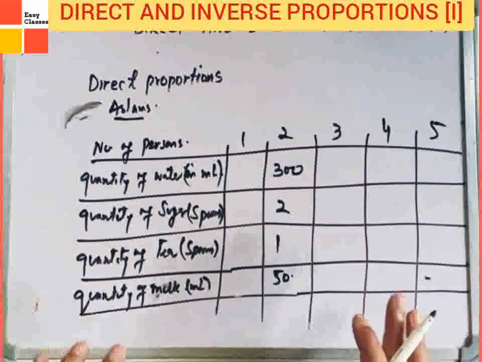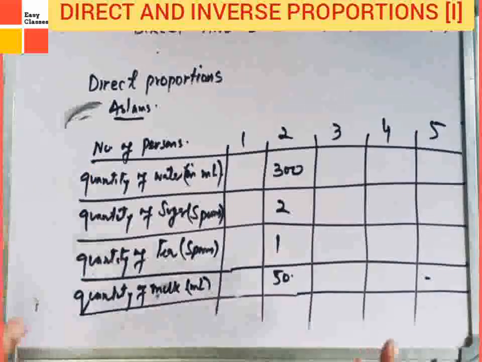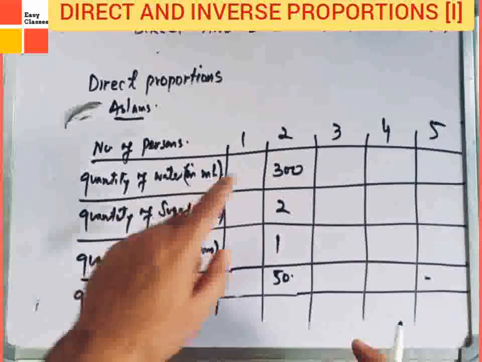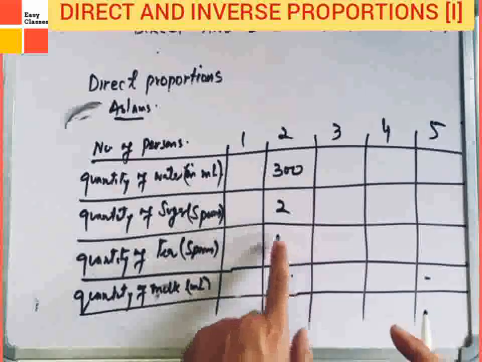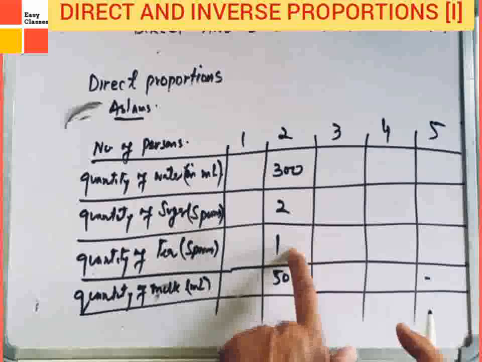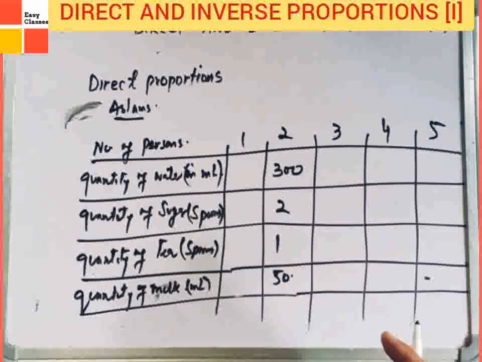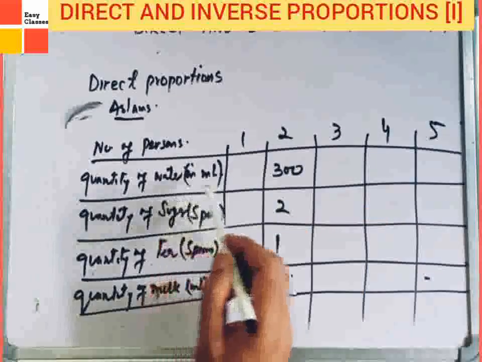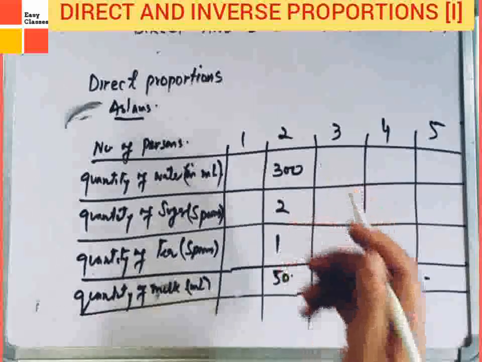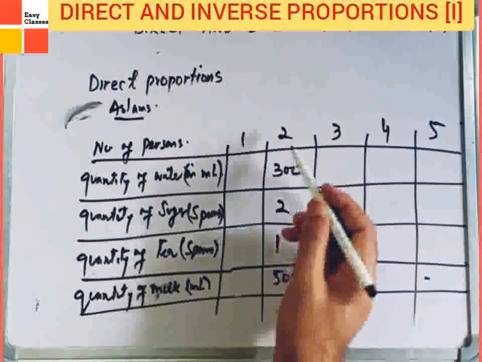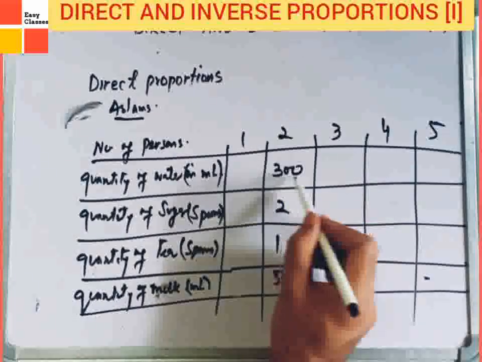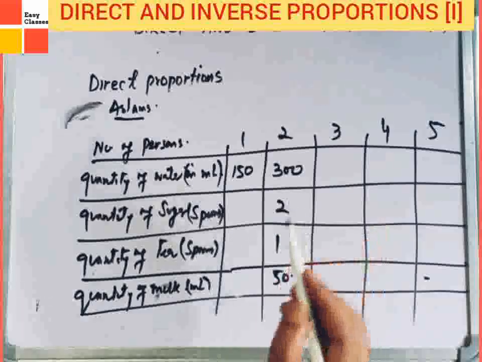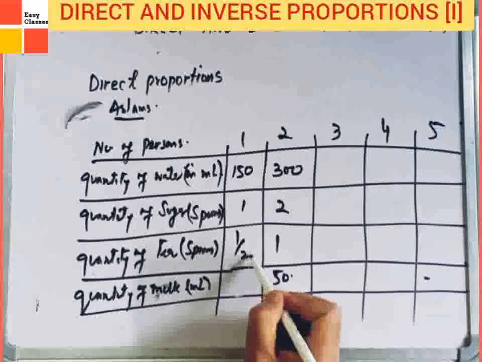Now let's take the example again, Aslam's case. Okay, so in Aslam's case, we know that he prepared the tea for himself and his sister. Okay, he required 300 ml of water, 2 spoons of sugar, 1 spoon of tea, and 50 ml of milk. So now here in this case, what quantity of water will he require if he has to prepare tea for himself only? So simply, if you require 300 ml for 2 persons, he will require 150 ml for himself.